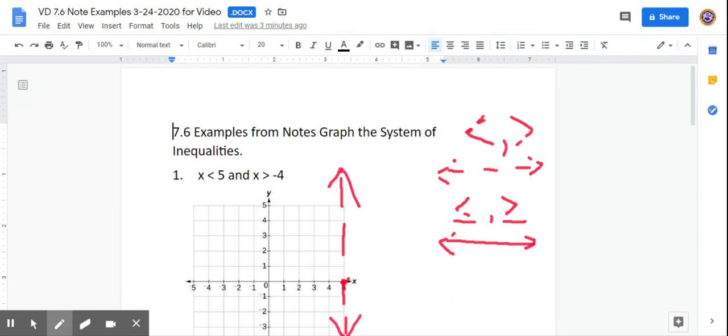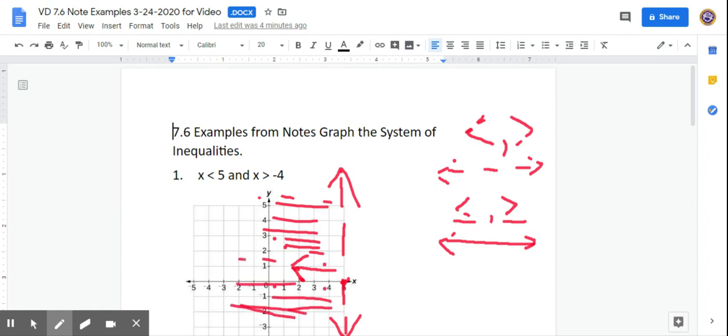Now, we have to shade. x is less than 5. Where does x get smaller? On the x-axis as it moves to the left. So that would be all of these points to the left. Usually I'm just going to shade it, so it would be all of this, and it would continue.